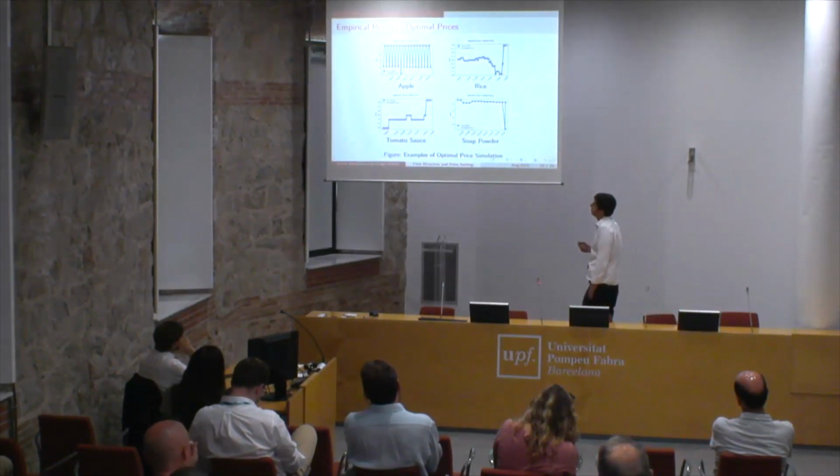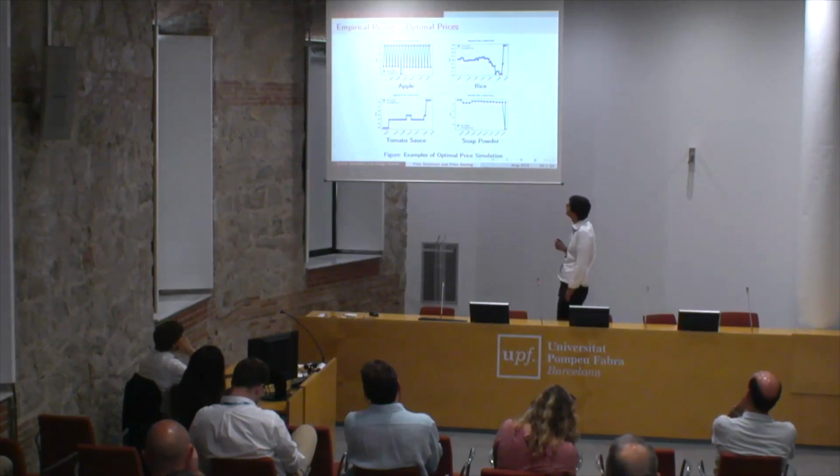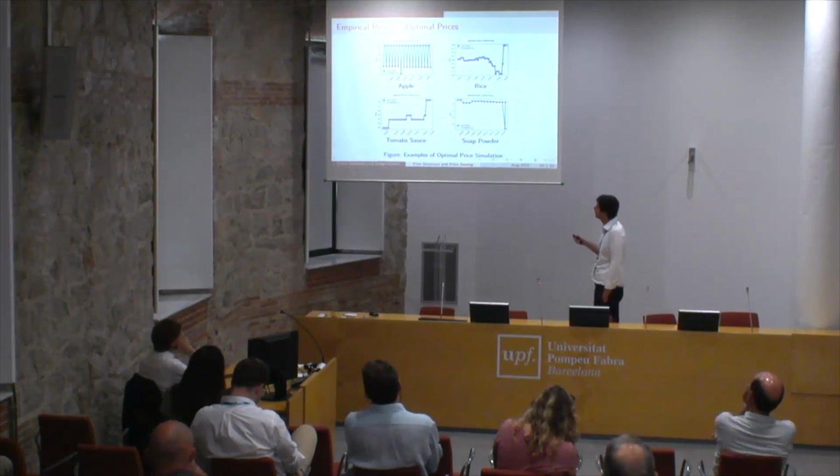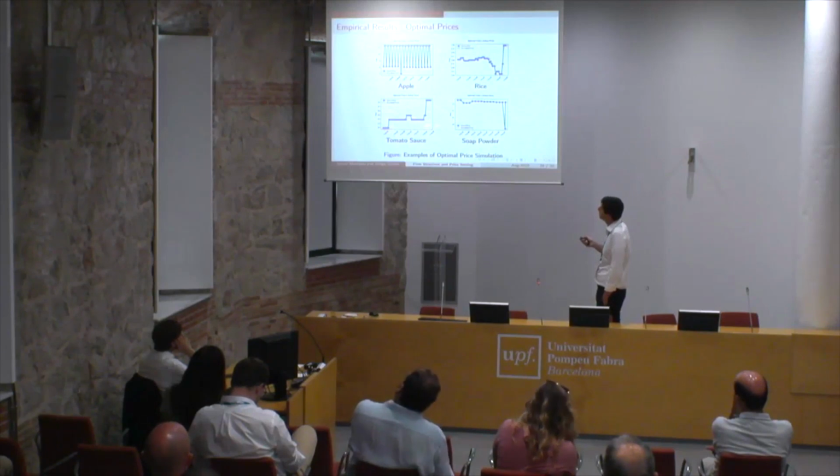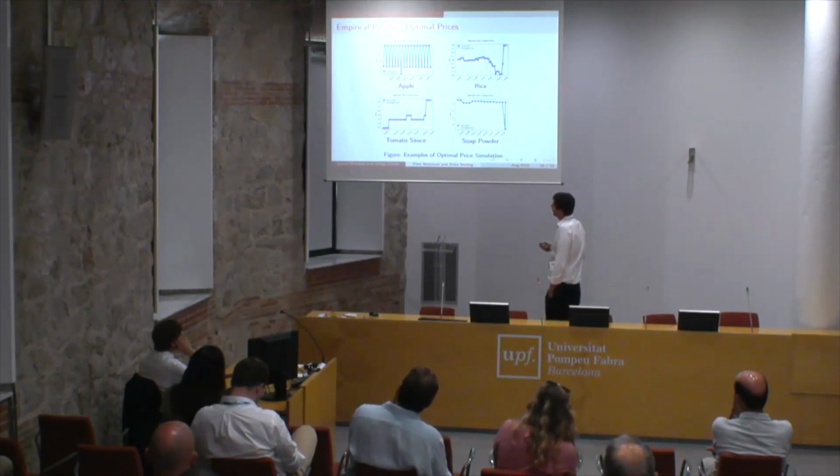And finally, could the model explain the data? So just taking 4 possible products here. You can see that the green one is the simulated price, the blue one is the actual price. It manages to explain pretty well.